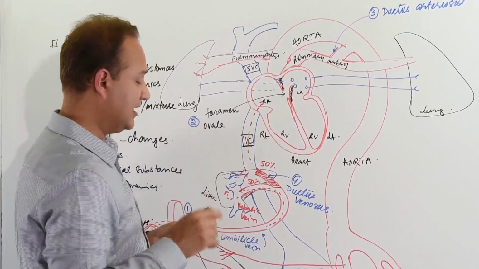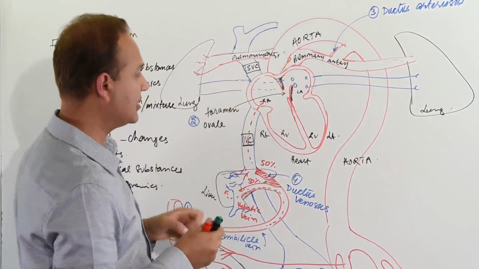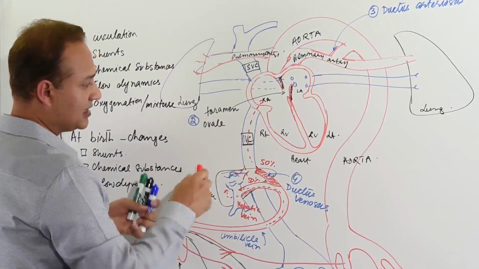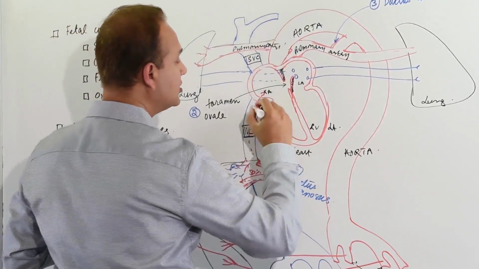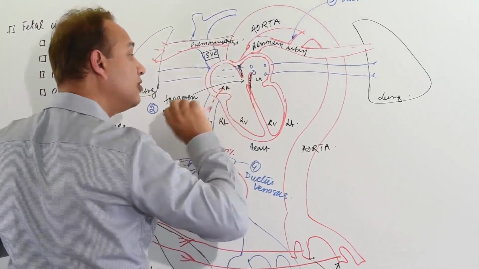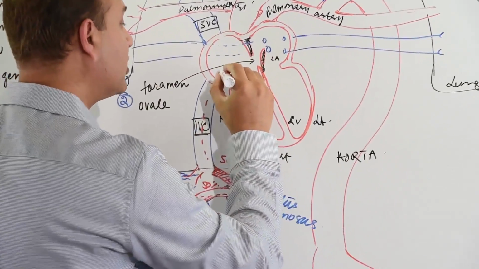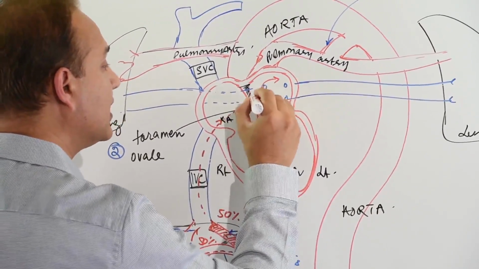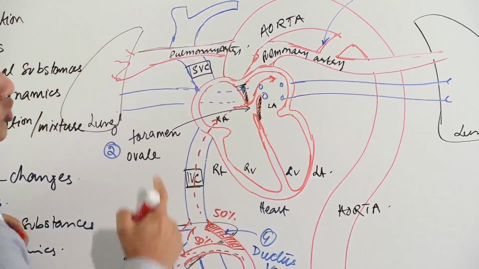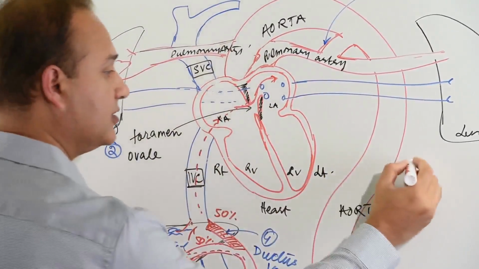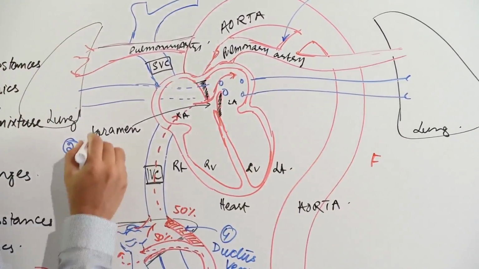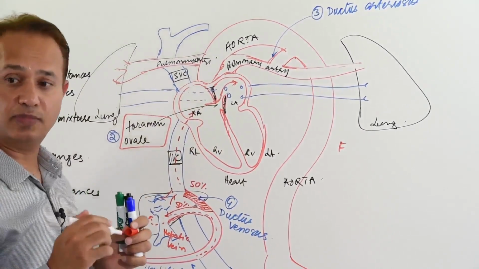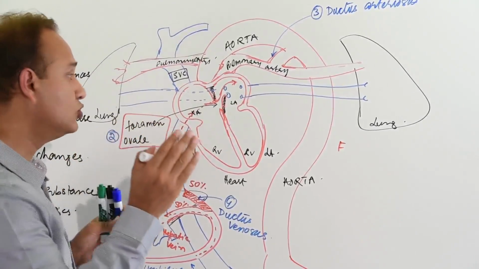Now inside the right atrium there are so many dynamics happening, but the important dynamics are the following. The blood coming through the inferior vena cava, through its flow dynamics, through its force of flow, would actually continue going and would end up in the left atrium through the foramen ovale. So we have the foramen ovale here. That foramen ovale allows the blood to move from the right atrium to the left atrium.